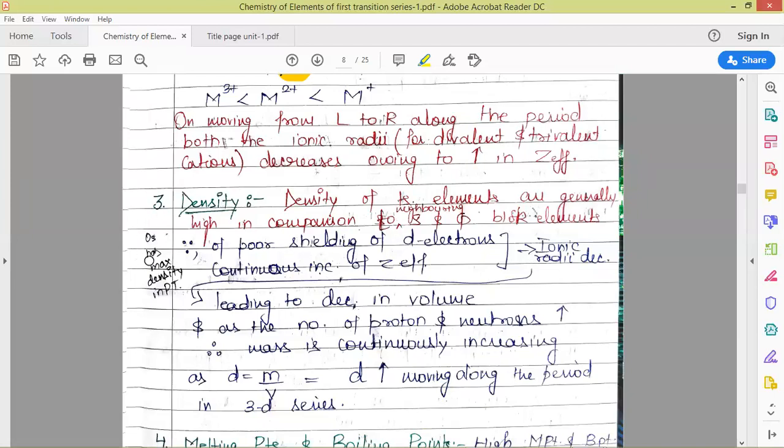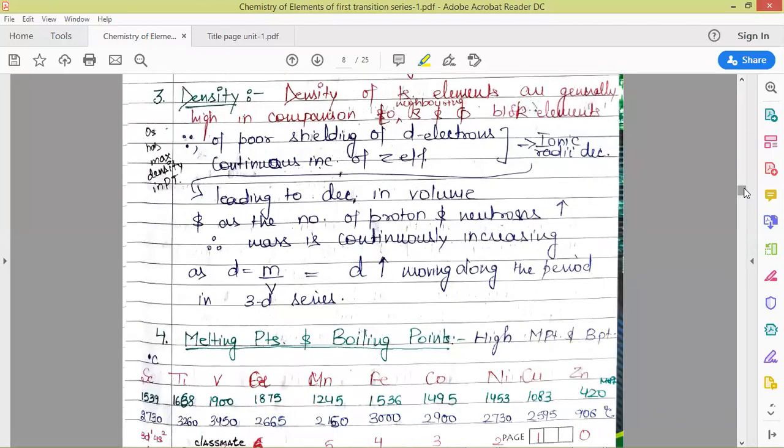Also, the element which is having the highest density belongs to the d block elements, that is osmium, which belongs to the iron group, that belongs to the 5d series. Iron, ruthenium, osmium, and meitnerium.